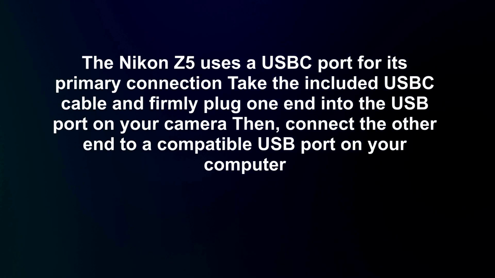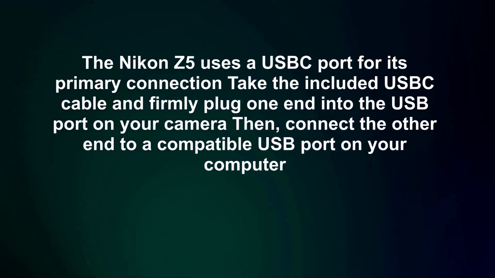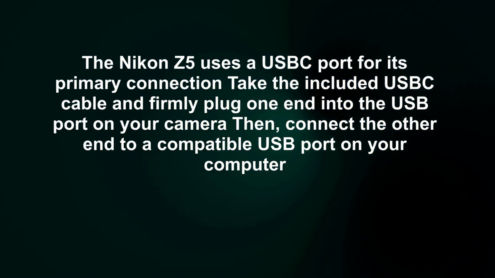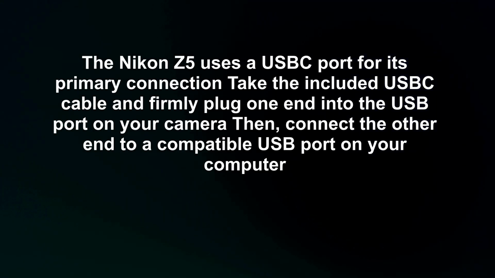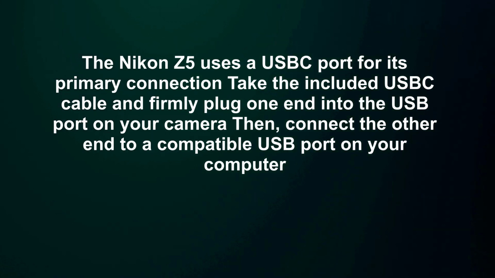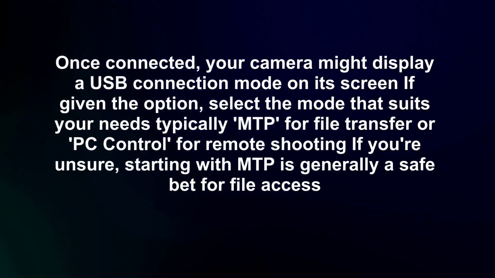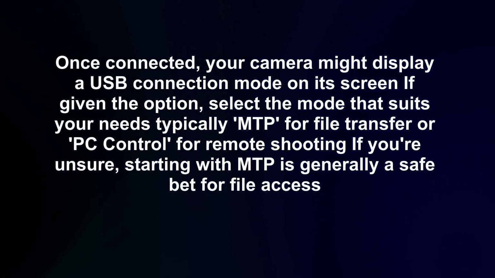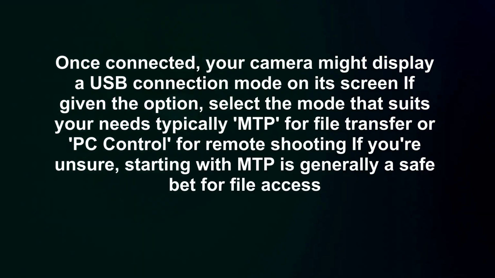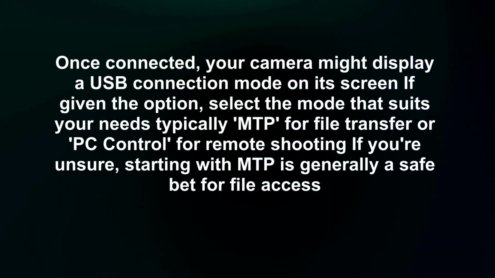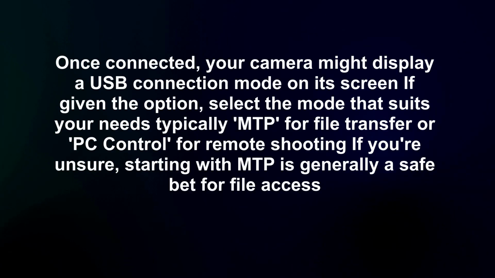The Nikon Z5 uses a USB-C port for its primary connection. Take the included USB-C cable and firmly plug one end into the USB port on your camera, then connect the other end to a compatible USB port on your computer. Once connected, your camera might display a USB connection mode on its screen if given the option. Select the mode that suits your needs, typically MTP for file transfer, or PC control for remote shooting. If you're unsure, starting with MTP is generally a safe bet for file access.